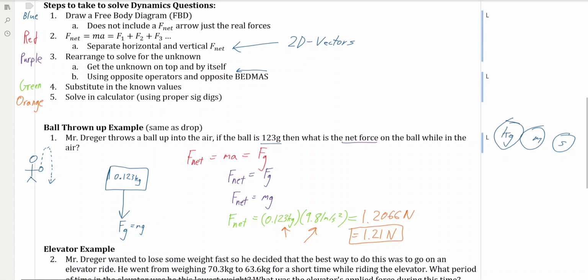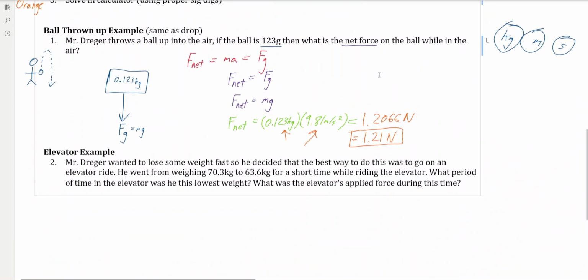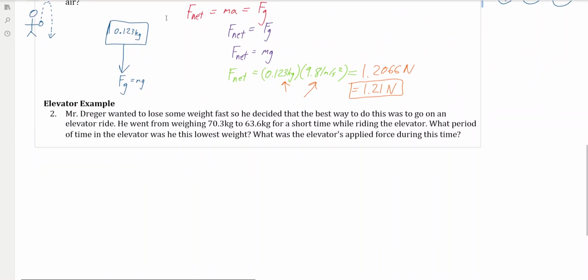All right. Hopefully that made a lot of sense to you guys. It's a very simple example, but we have to start somewhere. Let's try the next version of this, the next example. So I'm going to do the same type of thing where we've got blue, then red, then purple, then green, then orange.